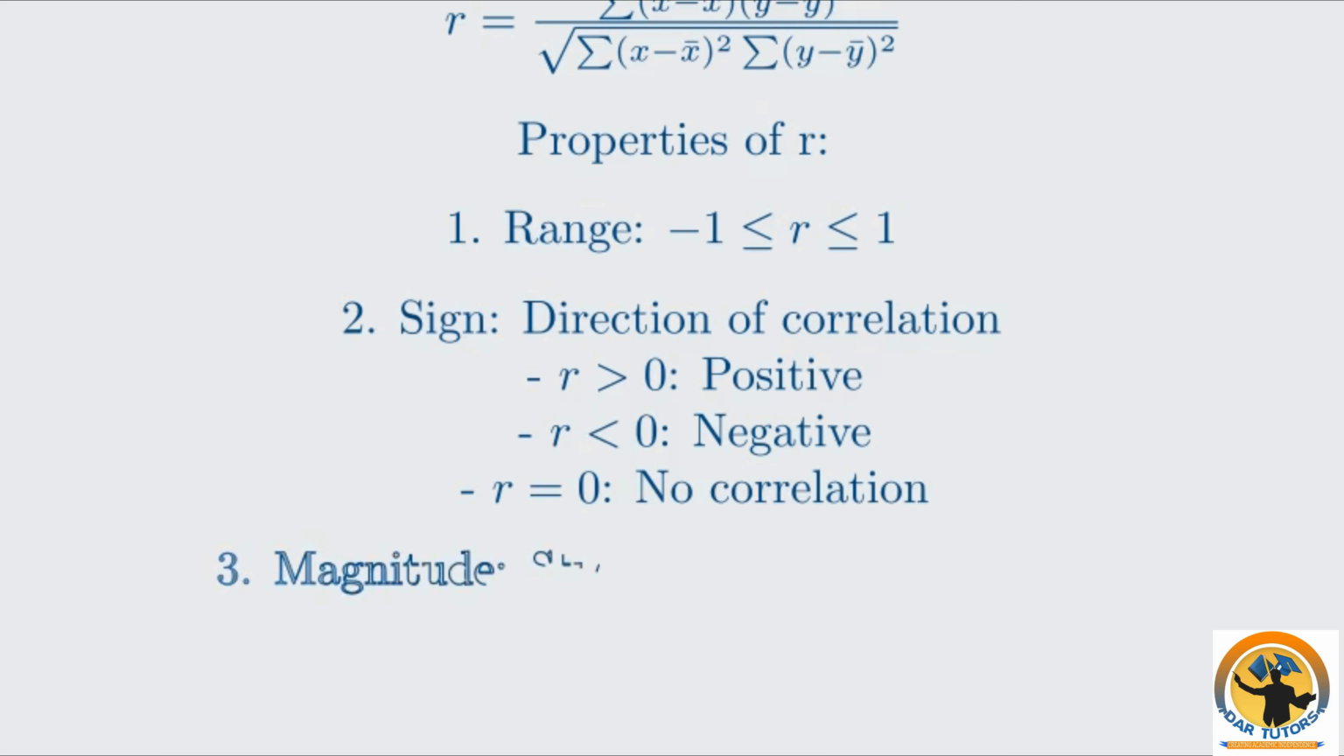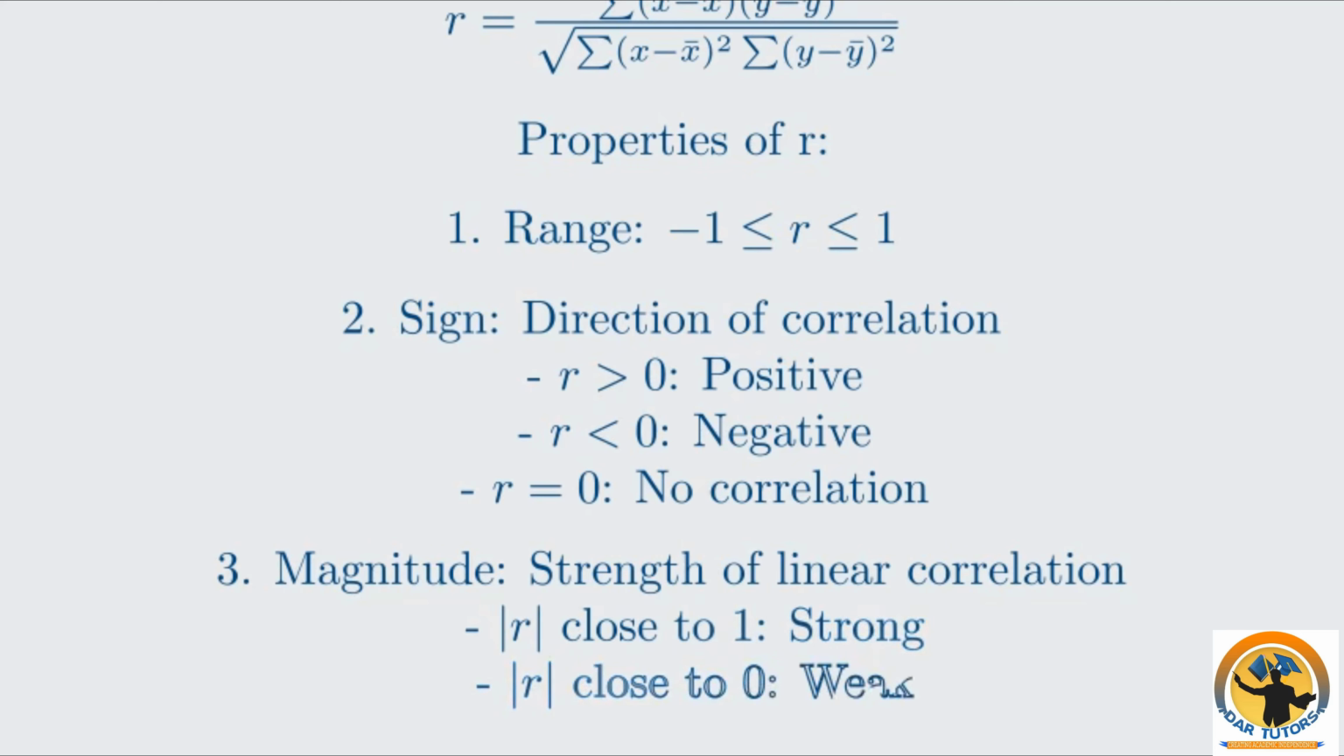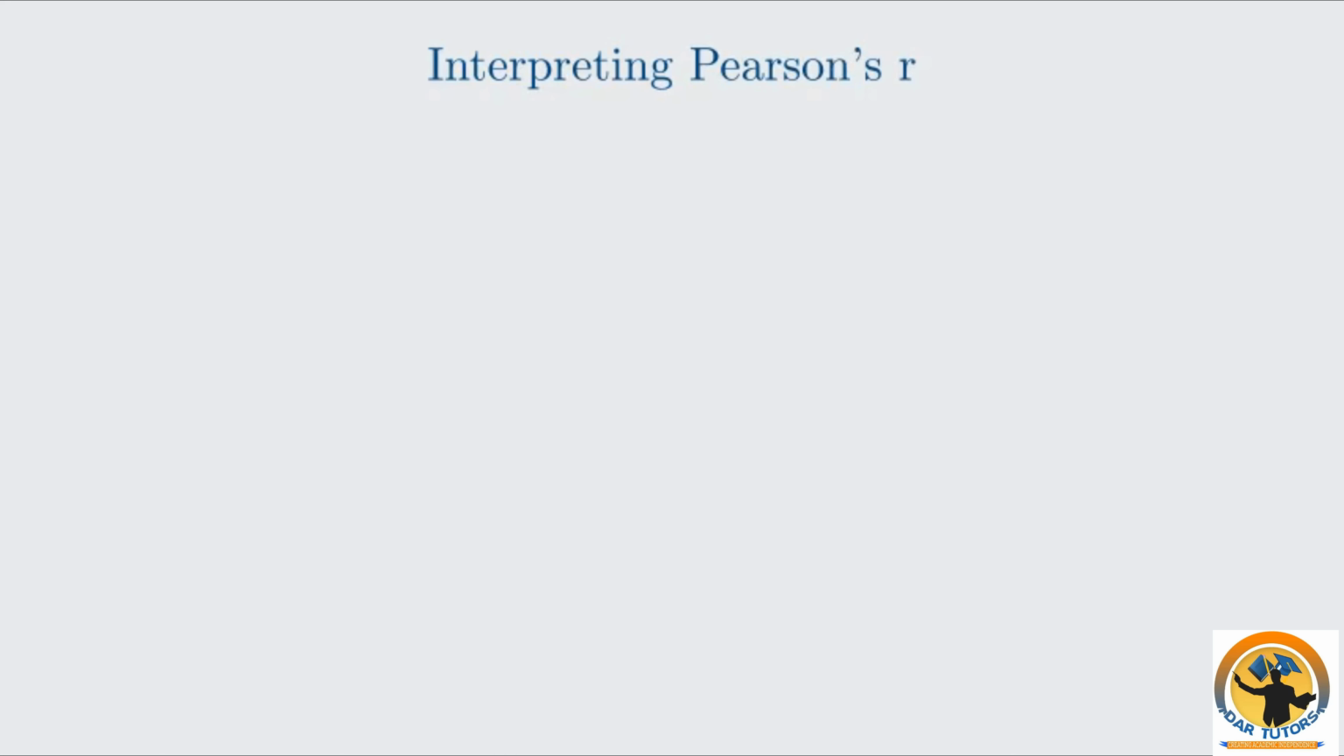A value close to +1 or -1, like 0.9 or 0.8, indicates a strong correlation. A value close to 0, like 0.1 or 0.2, indicates a weak correlation. Remember, R only measures the strength of the linear relationship, not a curved one. While Pearson's R is a continuous scale, we often need to describe the strength of a correlation in words. This table provides a useful guide.